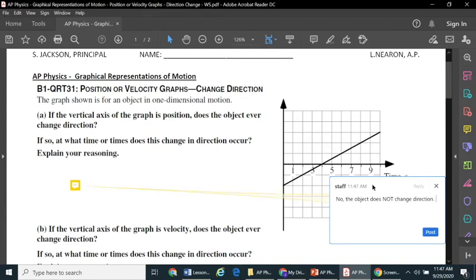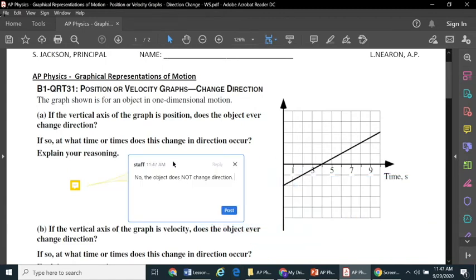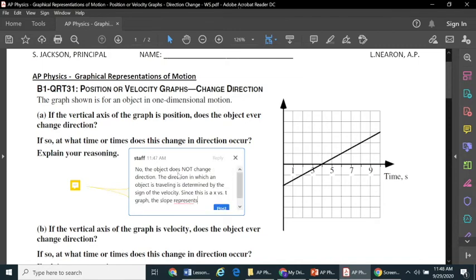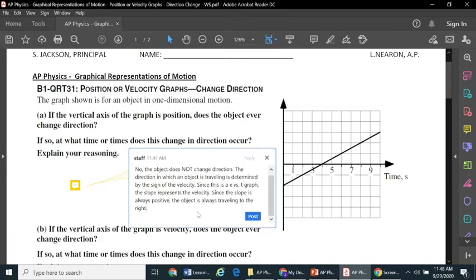Well, I think the first most important question for us to answer is, how can we determine the direction an object is going in general? And the answer here is pretty simple. The direction in which an object is traveling is determined by the sign of the velocity. We can say here, since this is a position versus time graph, and I'll just write x versus t, slope represents the velocity. Since the slope is always positive, the object is always traveling to the right. That's the idea here. So the object does not change direction.